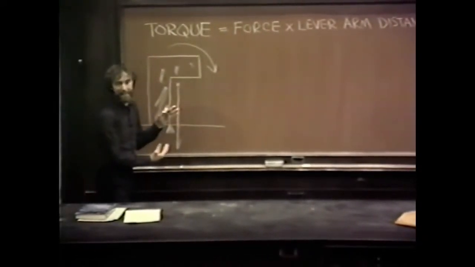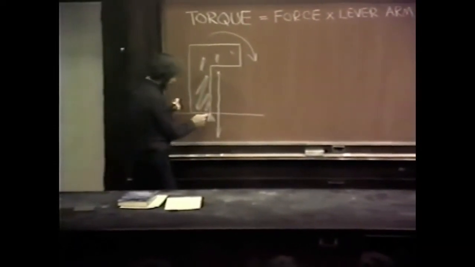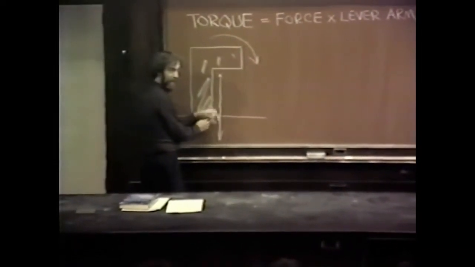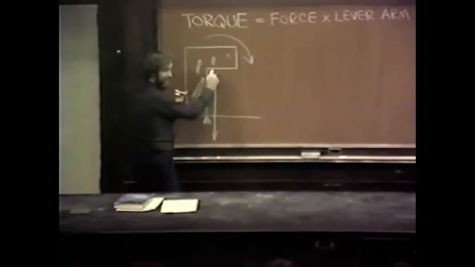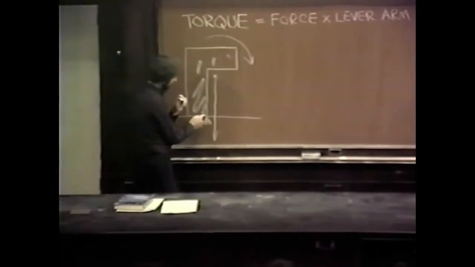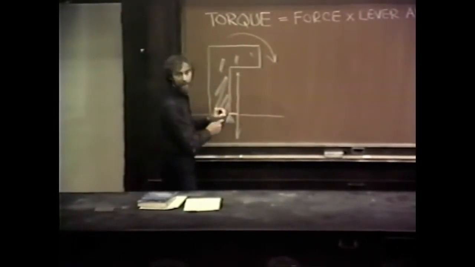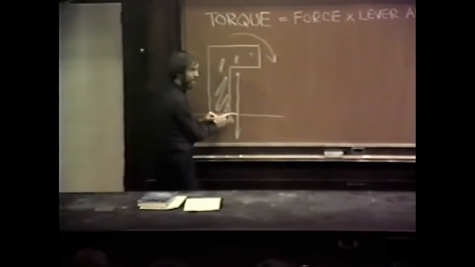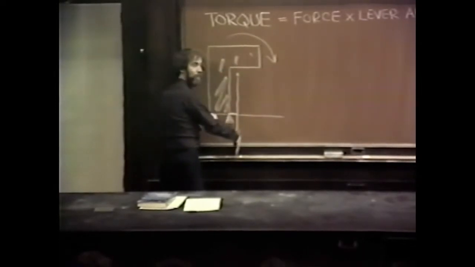Now what's the distance? That's crucial. The lever arm distance is not the distance between the point about which rotation takes place and the center of gravity. That is not the leverage distance. The leverage distance is this distance in here, that distance. And the lever distance is always the shortest distance between the axis of rotation and not the point of application, but the line of action of the force.